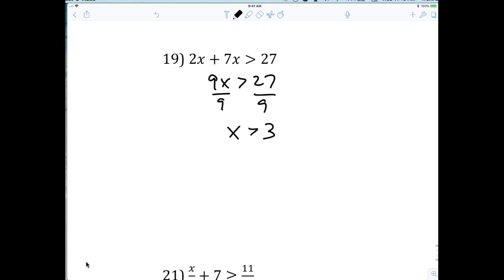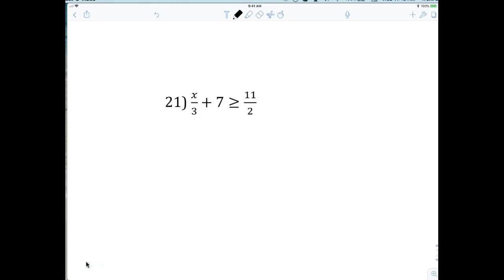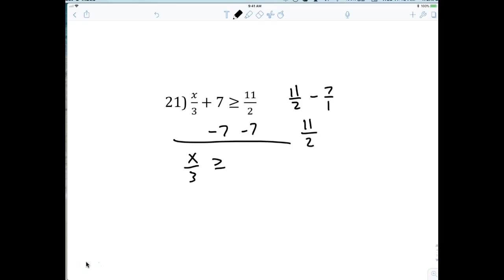Okay. Now, 21. This is the one most people made a mistake on. Subtract 7. Now, please pay attention. So, x over 3 is greater than or equal to, what's 11 halves minus 7? Well, 11 halves minus 7, watch up here now. 7 is 7 over 1, right? So it's got to be 14 over 2. Does everybody agree with that? You got to get a common denominator. So that just becomes 11 over 2 minus 14 over 2. And what's 11 minus 14?